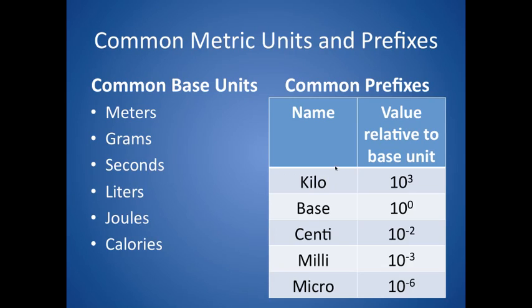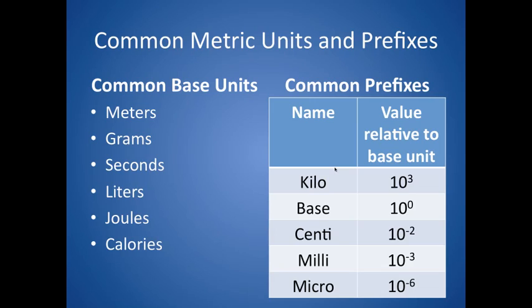There are others. There's mega, which is 10 to the sixth, or a million. There's giga, which is 10 to the ninth, which is a billion times larger than the base unit. Then moving down where it's smaller, centi is 100, like a century. Centi would be 100 times smaller than the base unit. So for example, there are 100 centimeters in 1 meter.